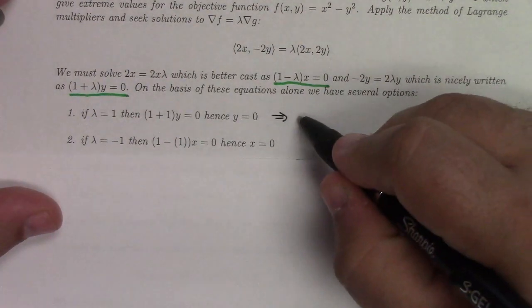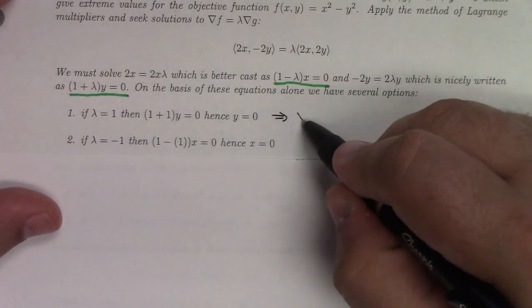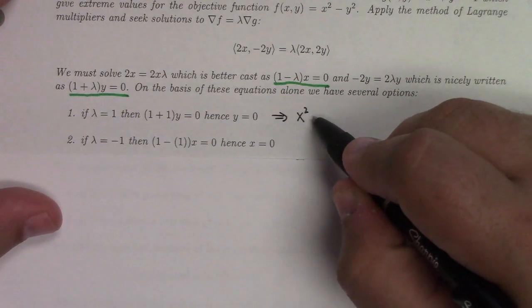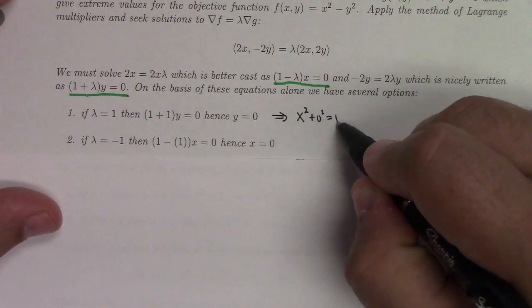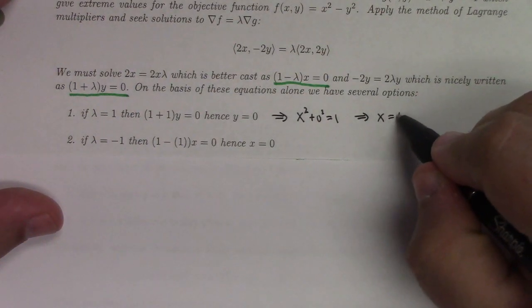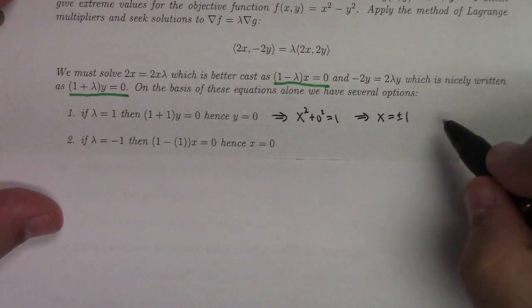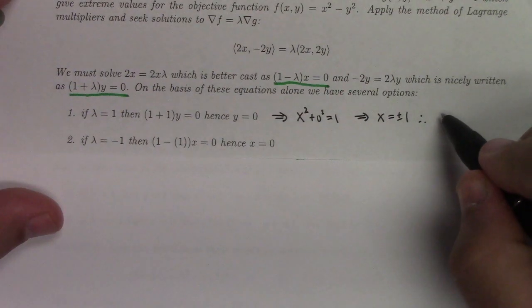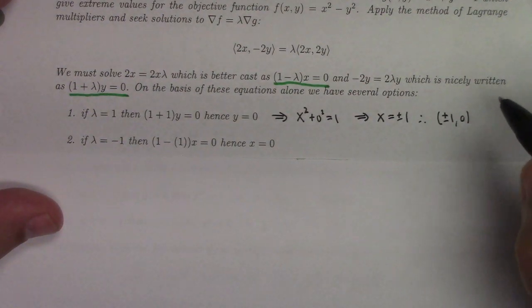Well, that means the constraint is x squared plus y squared equal to 1. So x squared plus 0 squared equals 1. This case gives me x equal to plus or minus 1. And so this case 1 here gives me the points plus or minus 1, 0. So there are those 2 points.